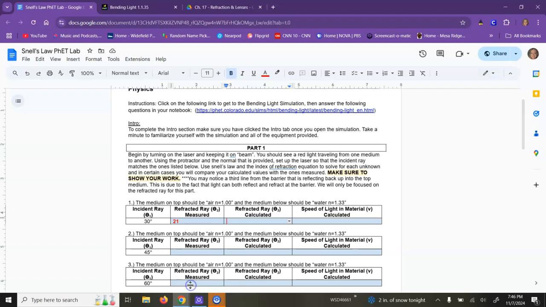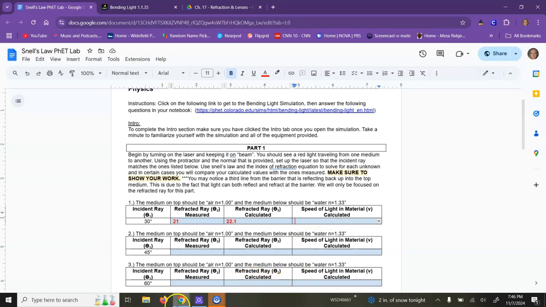Let's take a look. My measured refracted ray was 21, but I calculated it and it was 22.1, and that's super close right there. So that's how we're going to solve for theta 2. But that's not the only thing we're going to calculate. We're going to go one more step, and we're going to calculate the speed of light in the material.